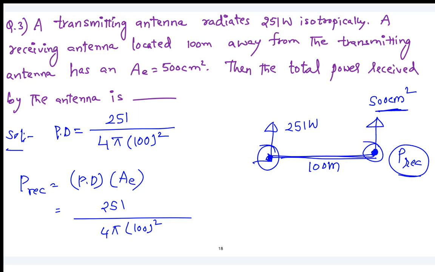Okay, you can do the calculation and tell me what is the value. 4 pi r square into area, which will be 500 centimeter square, 10 power minus 4. So tell me what is the value you got. So approximately you are going to get 100 microwatt, isn't it? 99 microwatts. Verified anybody? You can cross check the answer you got.